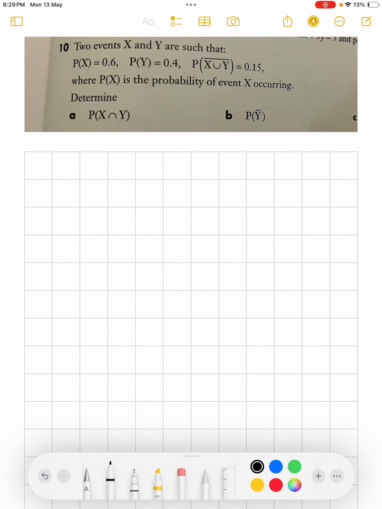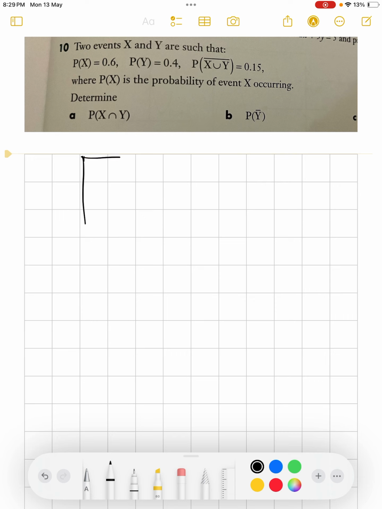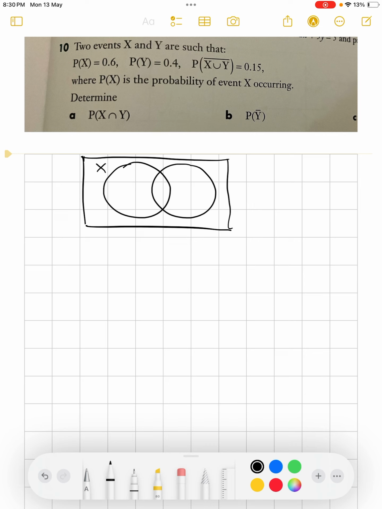I'm going to look at question 10. It says two events, X and Y, such that... Now, I'm going to draw a little Venn diagram because maybe they overlap. I'm going to call this set X, this set Y.